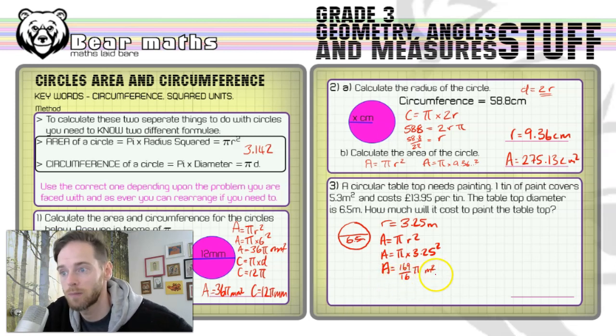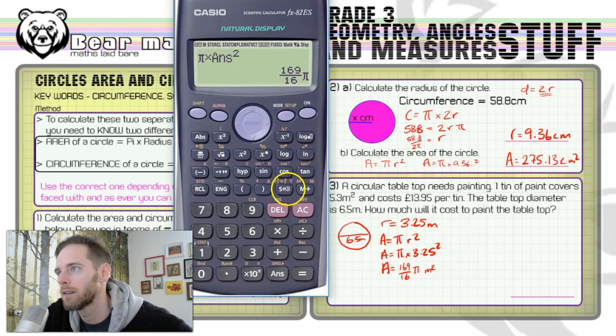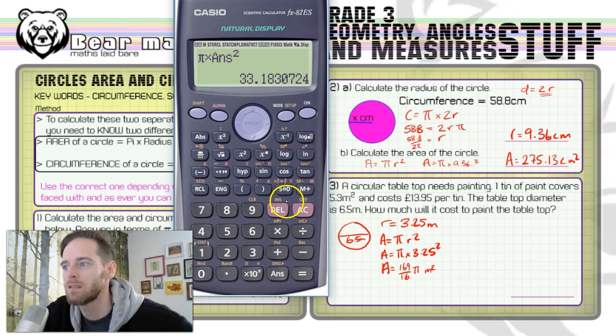If that's all we needed, we've got it. But it isn't, because it's a contextual problem. We need to know how many tins of paint we need to buy in order to cover the tabletop. We can't just buy 1 tin of paint and hope it covers it all. Now let's put that in context. The area is 33.18 meters squared. So how many tins of paint are we going to need?